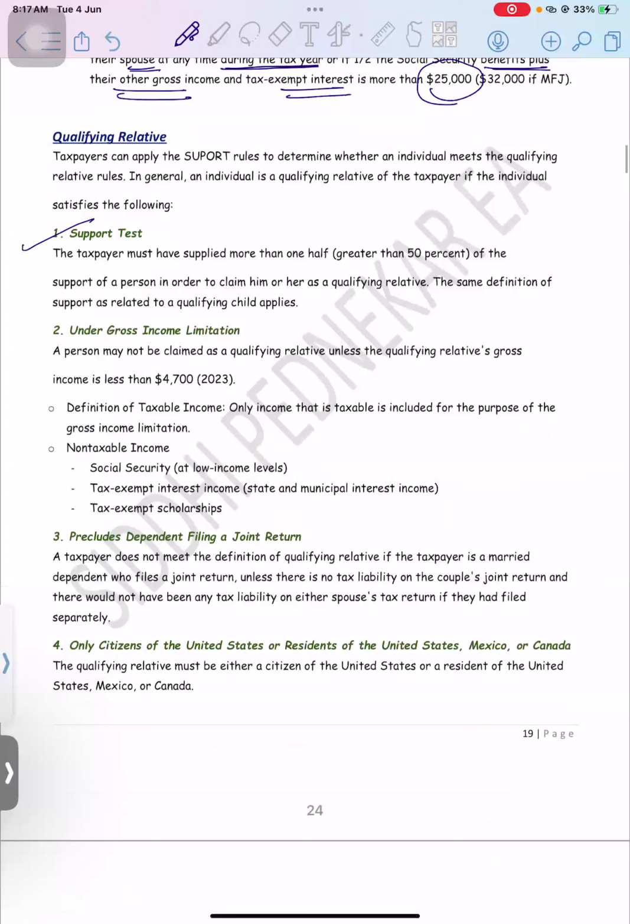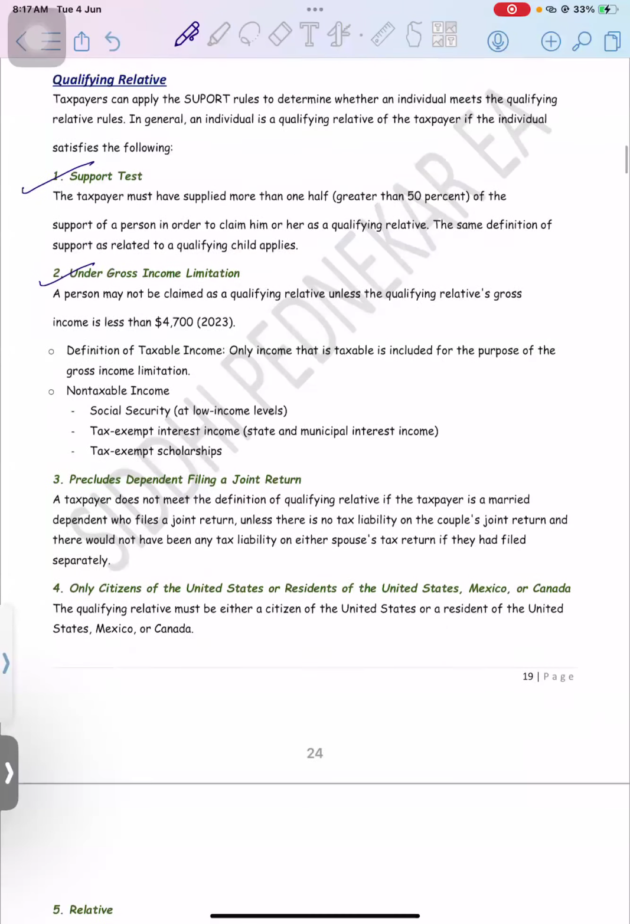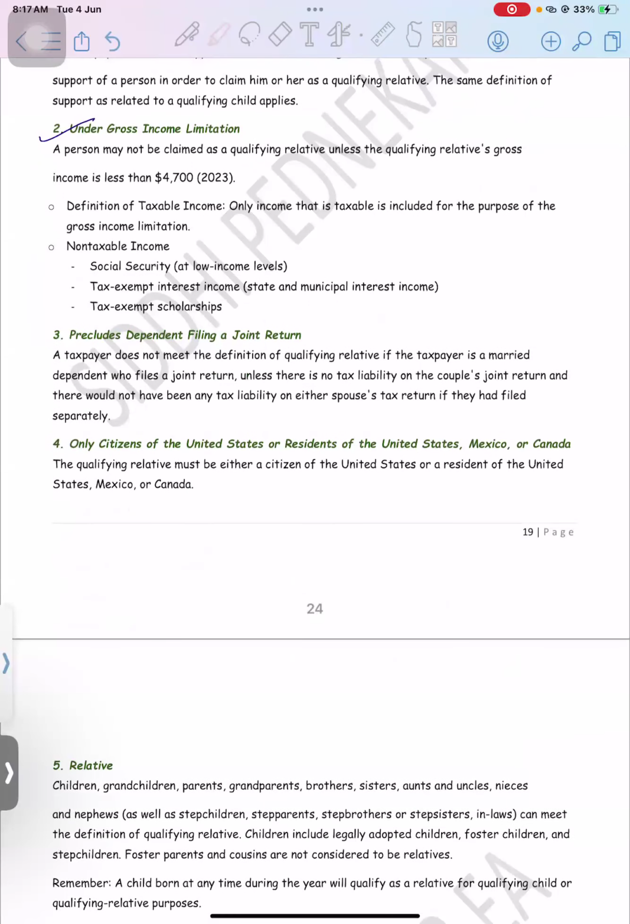Support, gross income test. And in gross income, what all things will be included in the definition? Income which is taxable. What is non-taxable? SS, social security benefit, tax exempt interest, tax exempt scholarship. Excluding these three, all will be included.